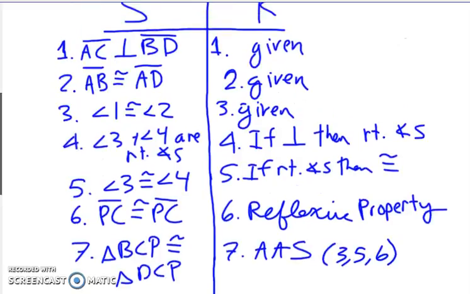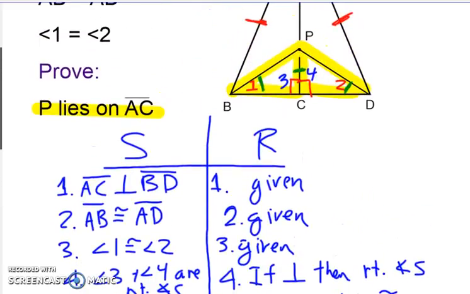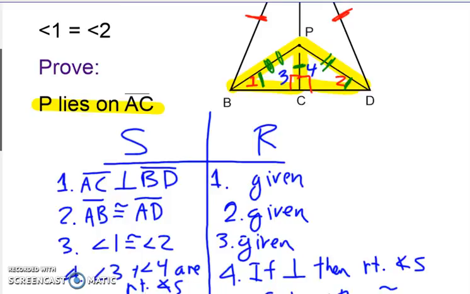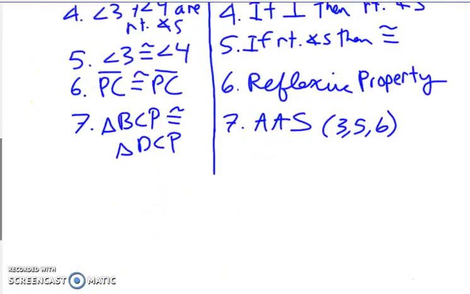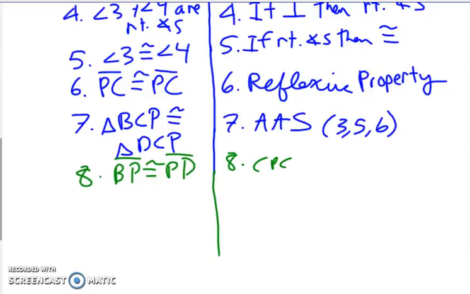Okay, going back to our picture, we have those two triangles congruent. By CPCTC, we can say those two segments must be congruent, which lets us say that P is equidistant from B and D. So let's come down here. That blue part was just to get the triangles congruent. Now we can say BP is congruent to PD by CPCTC.